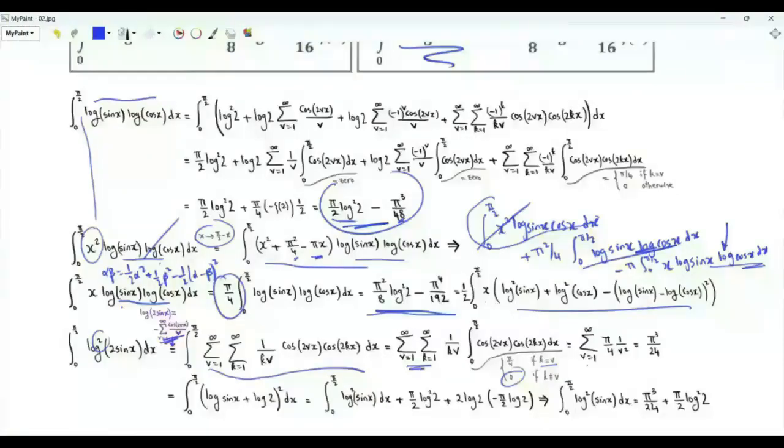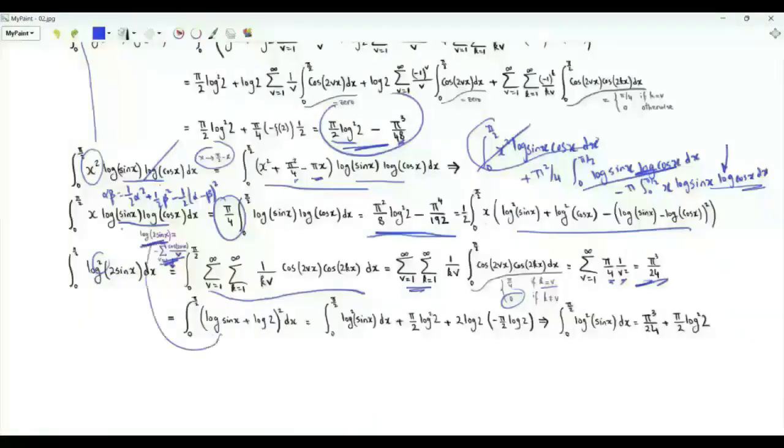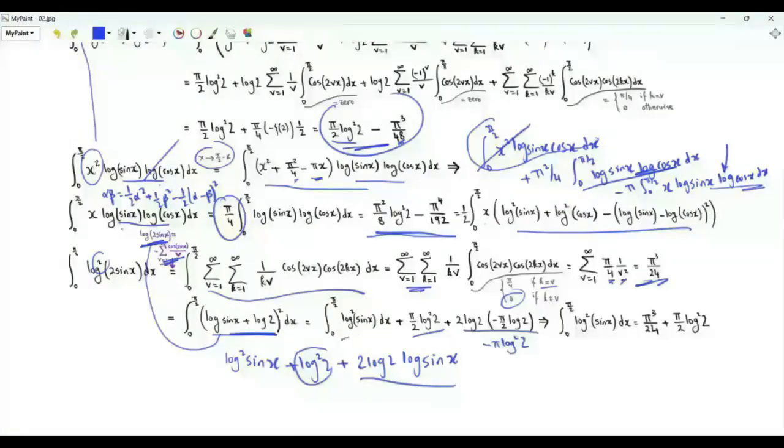So this double sum is summation v from 1 to infinity, pi over 4, 1 over v squared. That's pi over 4 times pi squared over 6. Log 2 sine x is log sine x plus log 2. Expand the square. When we integrate this part, we get pi over 2 log 2 squared. When we integrate that one, we get minus pi log 2 squared. We also have the integral of the square of log sine x. This integral is pi cubed over 24 plus pi over 2 log 2 squared.